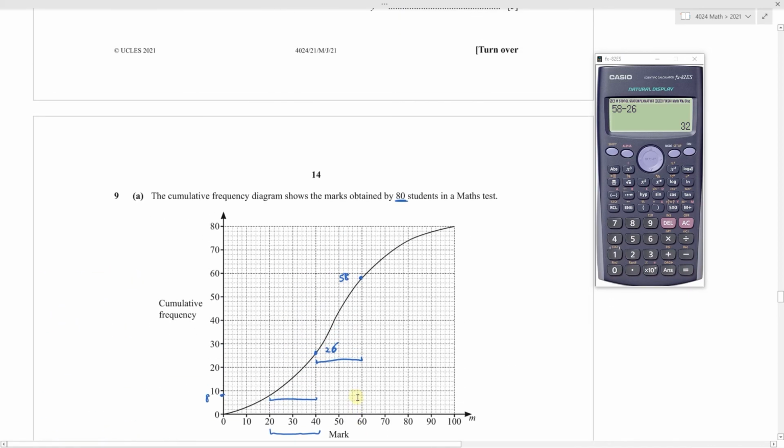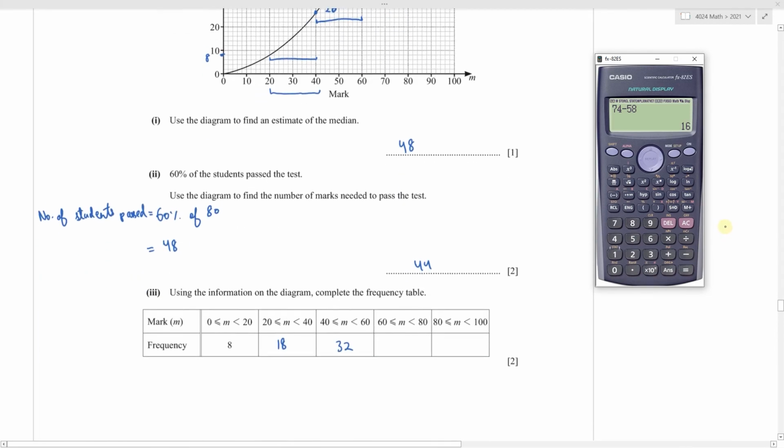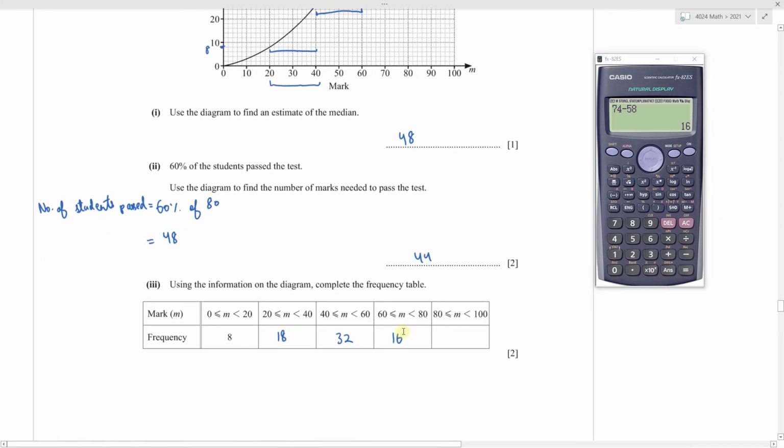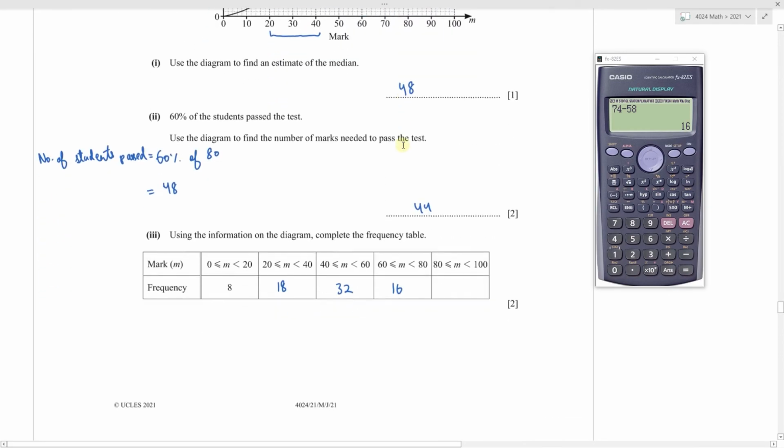60 to 80. 60 to 80 is this range. At 80, the value is this, which is 74. So now your frequency between this range will be 74 minus 58, which is 16. And the last one is 80 to 100. So here your cumulative frequency value is 80. So for this range, the frequency will be 80 minus 74, which is 6. So this will be 6. This was 16.